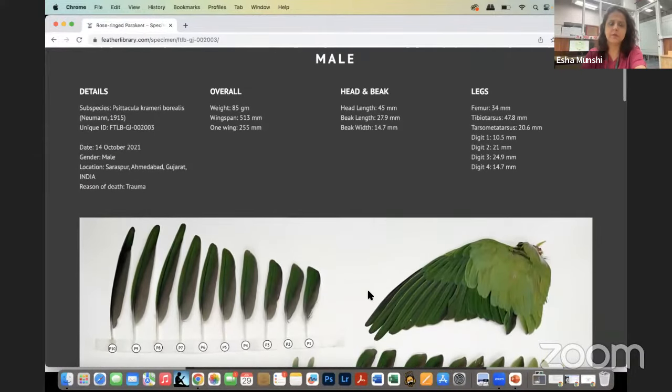Before taking out the feathers, all the details of the bird are recorded the old school way, like for round skins: weight, wingspan, length, head length, total length, legs, date of death, and reason of death, which is very important for conservation, whether it's poison, trauma, pet trade, injury, vehicular impact, fan impact, or window impact. All these things can be found out from looking at the dead specimen, which is very important conservation data in itself.